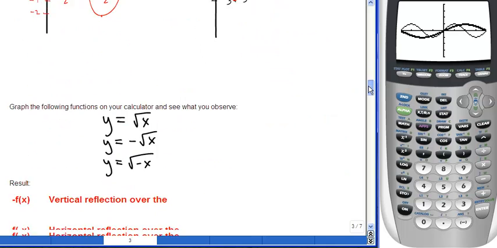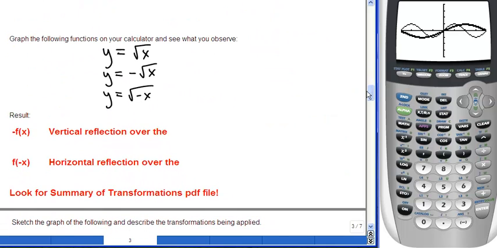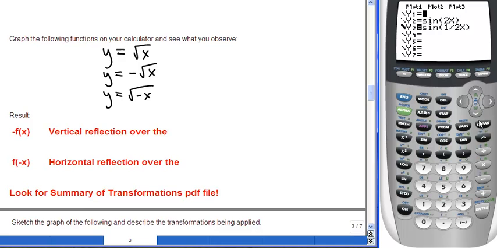Alright, let's switch gears a little bit and talk about our last type of transformations, and those are reflections. So this time we're going to graph square root of x. Let's go back to our y equals. I'm going to clear out my graphs here, and I'm going to type in square root of x, and then in y2 let's type in negative. Don't use the subtraction button, use the little negative button, square root of x. And let's just graph this one first.